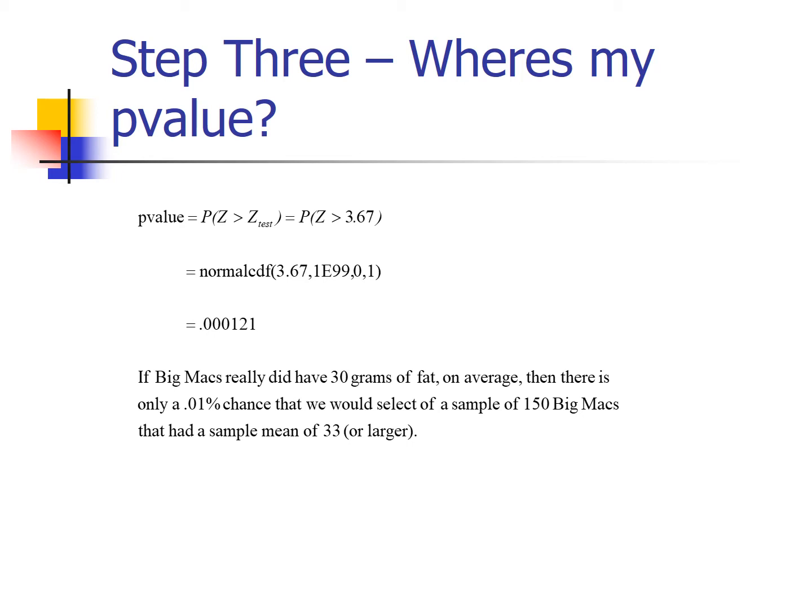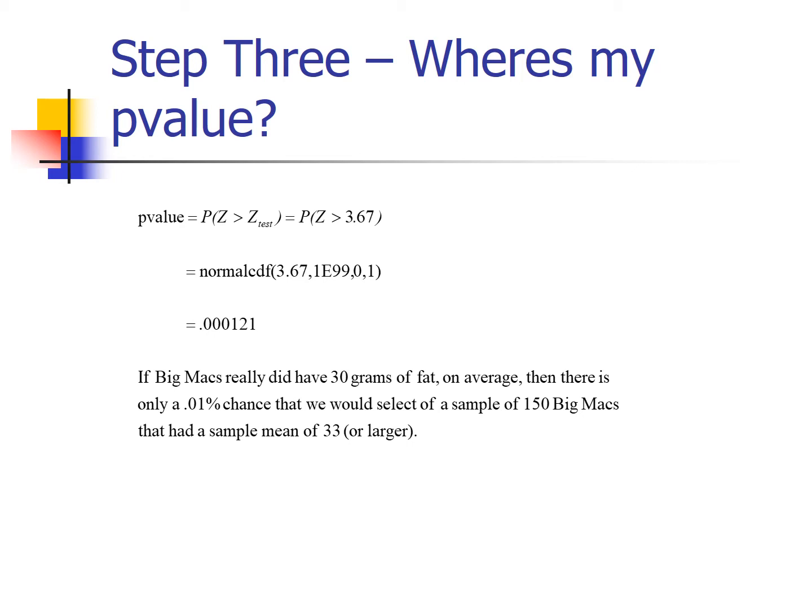1 times e to the 99, 0, 1. I do that, I get 0.000121. What does that number tell me? It tells me that if the null hypothesis was true, if Big Macs really did have 30 grams of fat on average, then there is only a 0.01% chance that we would select a sample of 150 Big Macs that had a sample mean of 33 or larger.